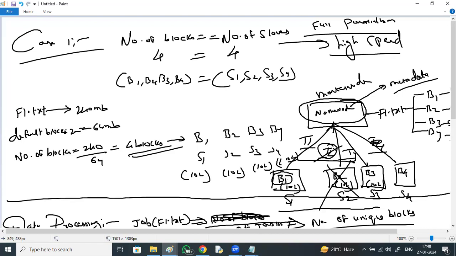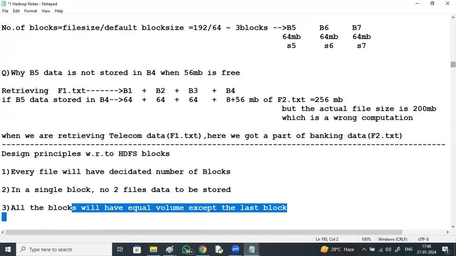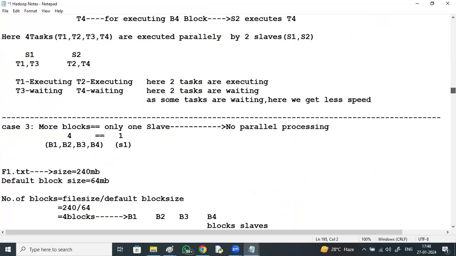Do you understand? When multiple tasks are executed by multiple slaves, on multiple systems in parallel, if any system suddenly goes down, as they are machines, then data is lost and the task fails. So for that, Hadoop comes with a concept called replication and fault tolerance.